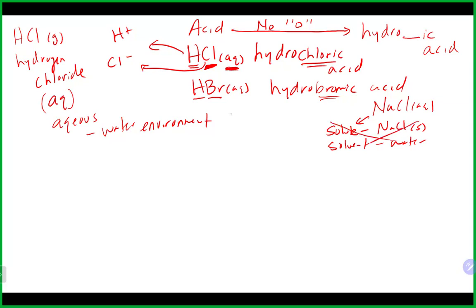Other questions? By the way, again, H plus is the cation, Br minus again is the anion in this particular case. So if your acid does not have oxygen, it's hydro-something-ic acid, and the middle part, the negative guy's name, fills in the negative part along the way.